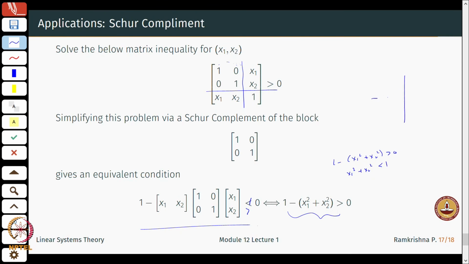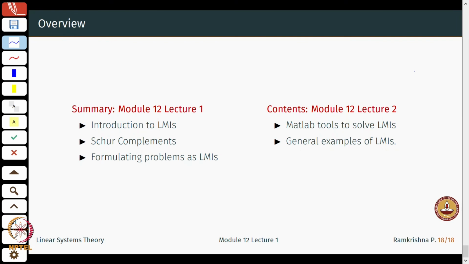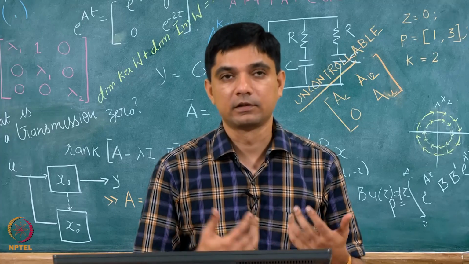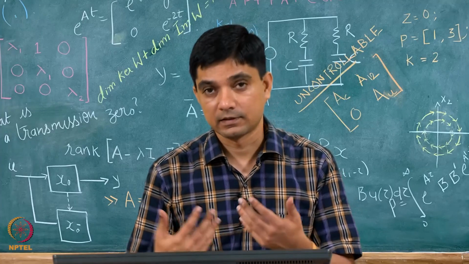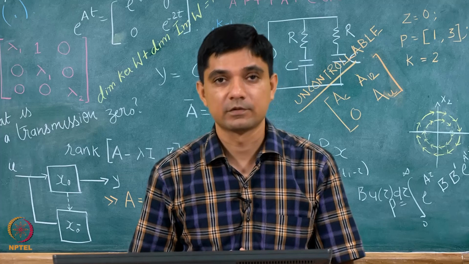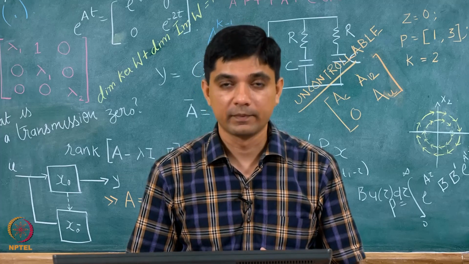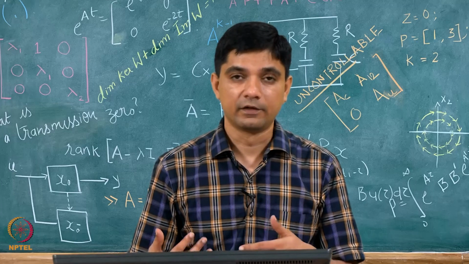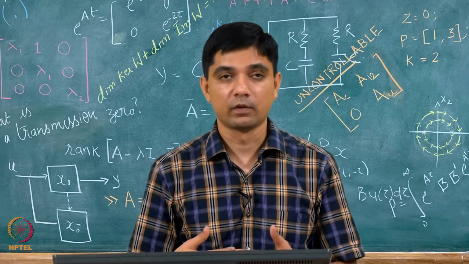If I just plot that region, I find that the feasible region of this LMI is the set of all points within the unit circle in the x1 and x2 plane. So, that brings us to the conclusion of part 1 of this lecture, where we introduced LMIs and the Lyapunov solution problem as an LMI formulation, including the stabilization of continuous and discrete time systems. We saw how via Schur complements we can translate difficult looking LMIs, or even nonlinear matrix inequalities, into LMIs.